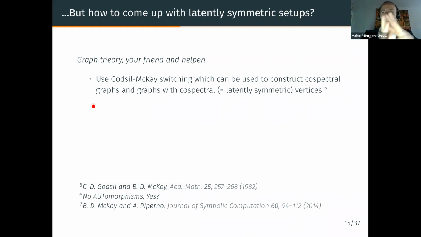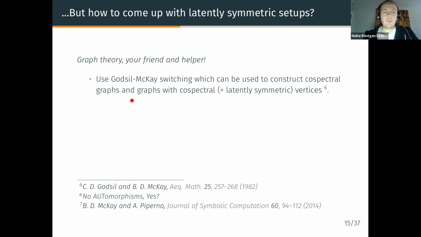Now, you might say, well, this is all good, but I don't want to end up in this combinatorial nightmare of computing the 90th power of my Hamiltonian and counting all possible walks of length 90. So is there some other possibility, some method which I can use in order to construct out of nothing, or out of nowhere, a graph or Hamiltonian with latent symmetries? And the answer is yes. Again, graph theory is our friend and helper. There are different methods.